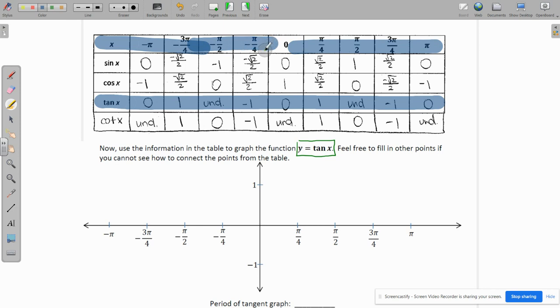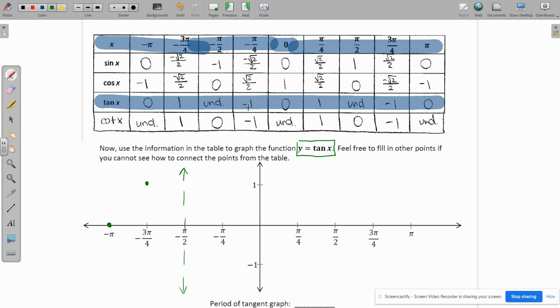So the tangent of negative pi is 0. So at negative pi we would have a point at 0. At negative 3 pi over 4, it's 1, so that's going to be up here. At negative pi over 2, the tangent of negative pi over 2 is undefined. So that is actually where we are going to see a vertical asymptote in our graph.